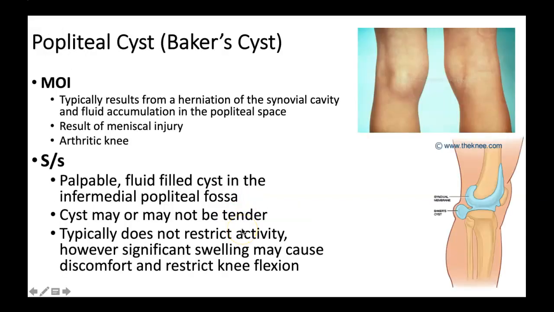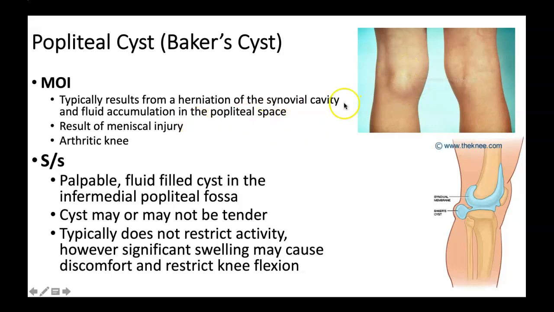All right, the popliteal cyst or the Baker cyst. See it here? Essentially, if we're thinking about what it actually is, it is fluid accumulation, most often synovial fluid, within the posterior aspect of the knee joint or the popliteal fossa. Typically occurs as a result of a herniation of the connective tissue in the synovial cavity. And so then fluid is allowed to accumulate within the popliteal space. So think of it like a hernia in the abdominal region, but a hernia in the knee.